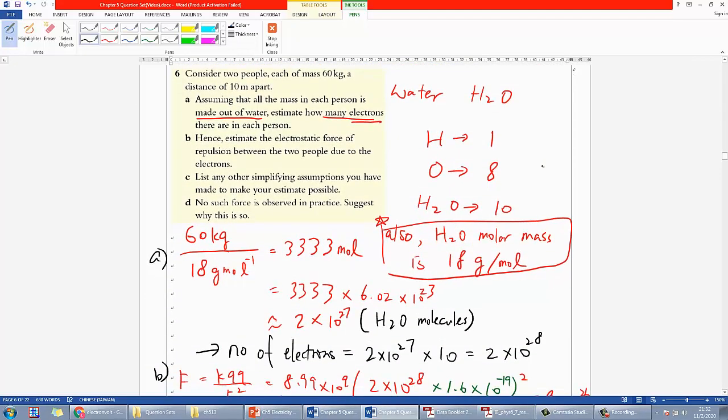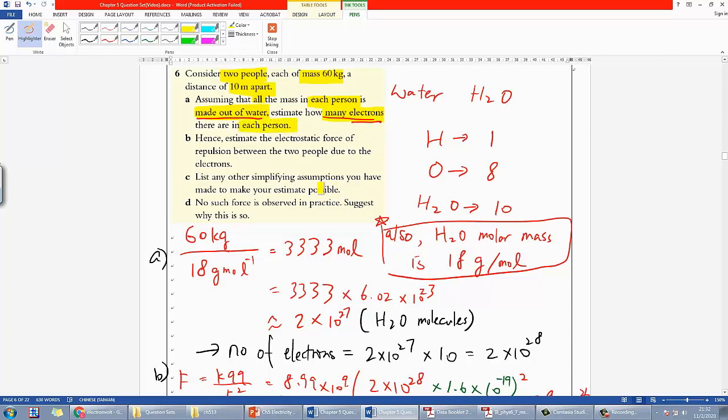Okay, next question. I like this question actually quite a lot because it's quite inspiring. The question is saying that there are two ordinary people, each of mass 60 kg, 10 meters apart, and assuming each person is made of water, which is of course not true. I think 60% or so is made of water, I haven't Googled it, but you can try. So we are assuming all the mass right now is made of water. So how many electrons are there in each person?